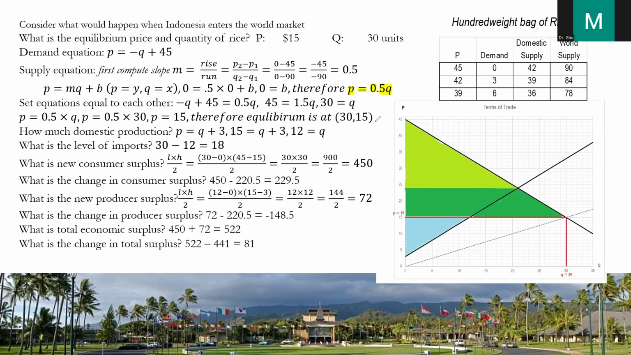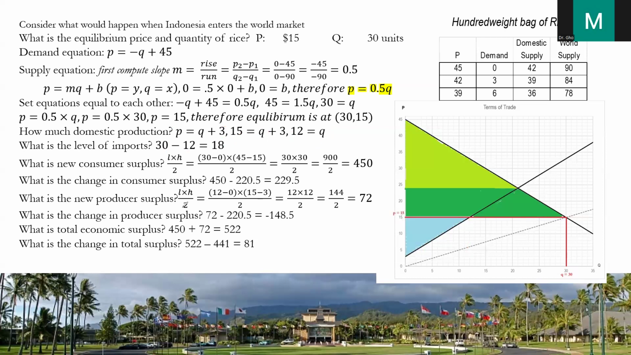How much is domestic production? We have a price of 15, plug that price of 15 into the domestic supply curve. So 15 is equal to Q plus 3. Subtract 3 from both sides, and you get quantity equals 12. So 12 units right here is the amount of domestic production. They're consuming 30. Therefore, 30 minus domestic production will leave you with the level of imports.